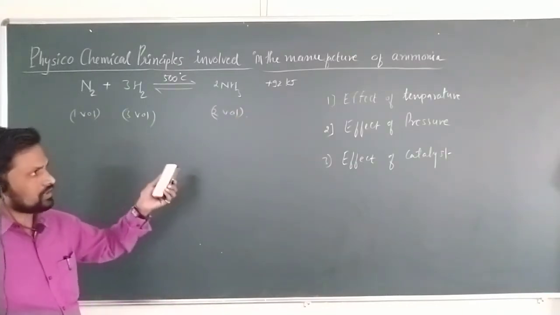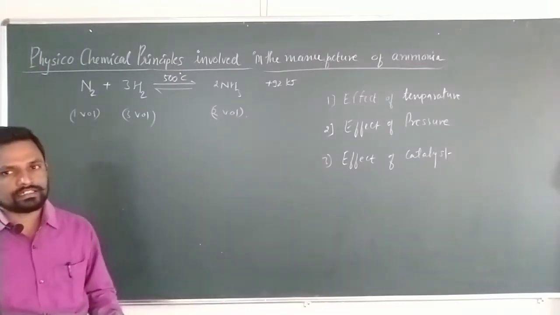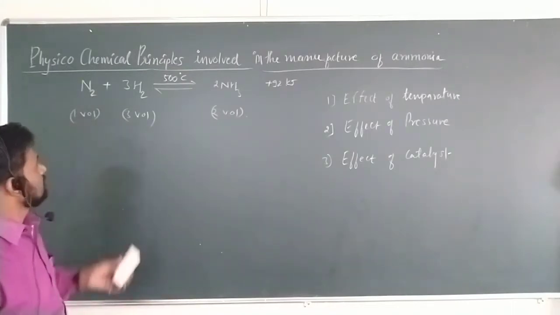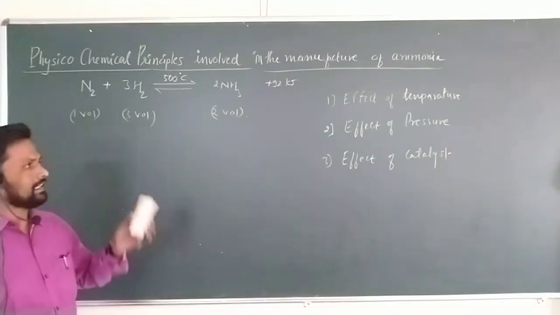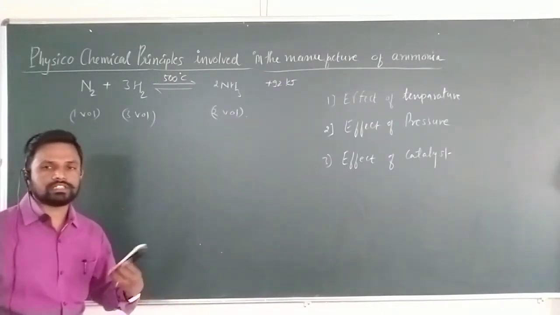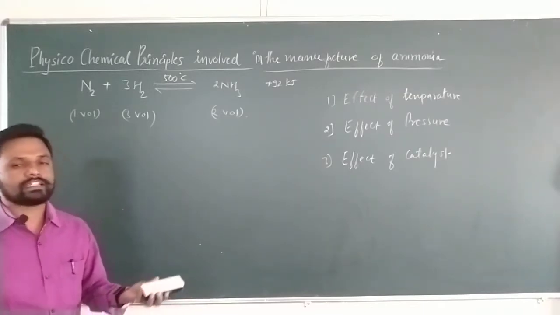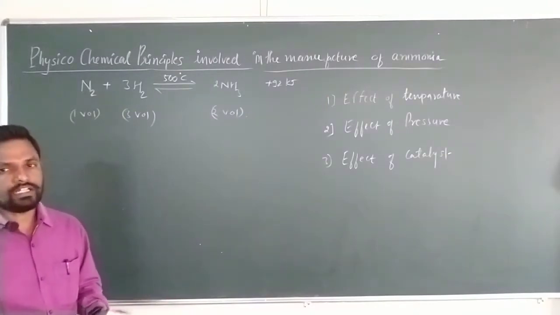In that reaction, we are going to see the effect of temperature, effect of pressure and effect of catalyst, that is nothing but the physico-chemical principles involved in the manufacture of ammonia. As well as after this, we are going to see applications of ammonia, where it can be used and what are the uses which we have for ammonia.